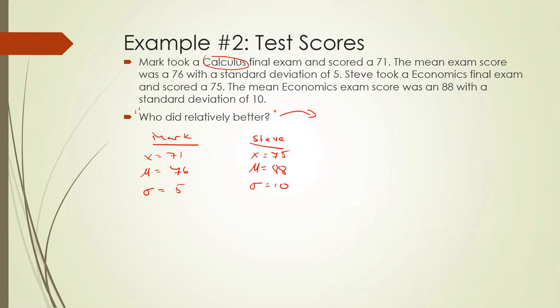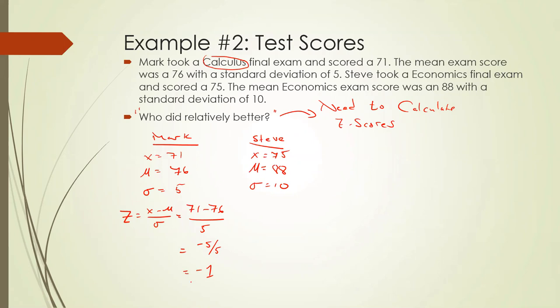Whenever you see a problem that says who did relatively better, you need to calculate the z-scores. You need to calculate the z-scores for these. So let's do the z-score for Mark. Well, it's always the x value minus the mean divided by the standard deviation. So he scored a 71 minus the 76 mean divided by 5 standard deviation. So this gets minus 5 divided by 5. So Mark did 1 standard deviation below the mean relative to his peers, okay?